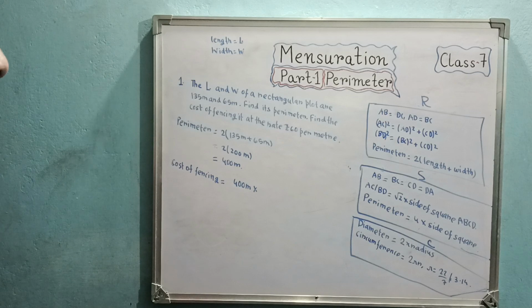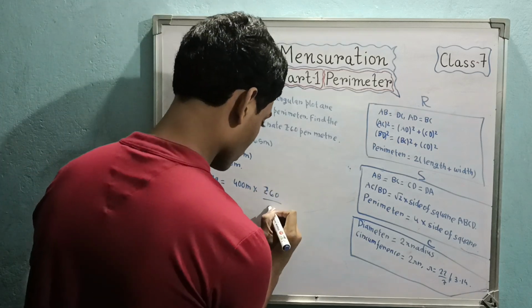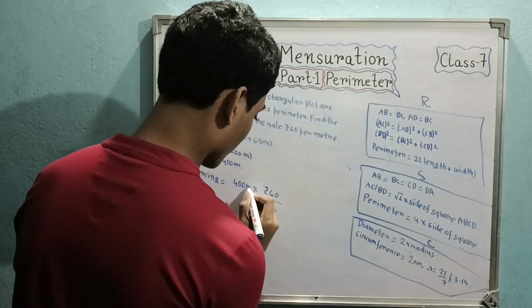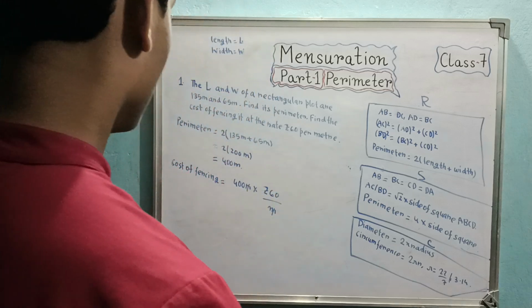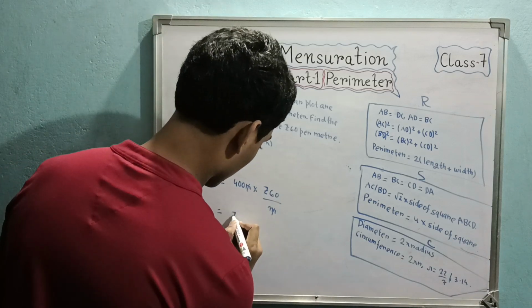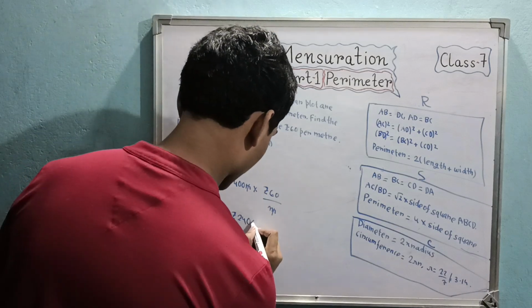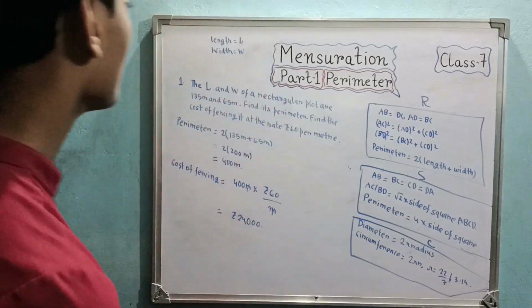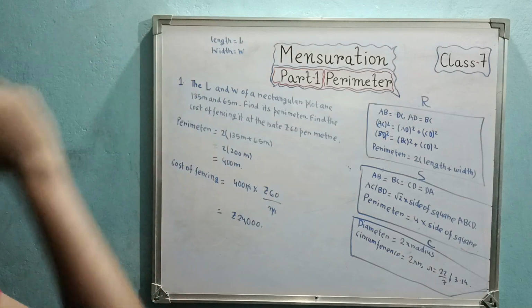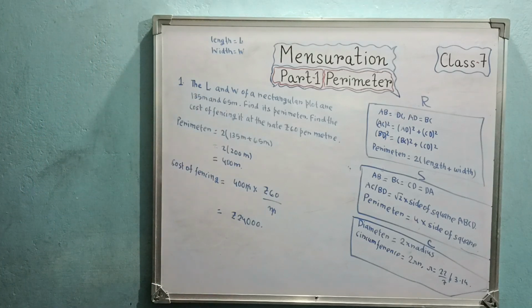Rupees 60 per meter means rupees 60 by meter. Get these meters cancelled out, please. So 4 into 6, 24. And 3 zeros to get the answer as rupees 24,000. The cost of fencing for this rectangular plot at the rate of rupees 60 per meter.